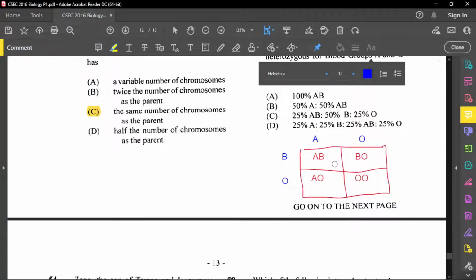If you notice here, these are the results of the possible blood types of the offspring. AB is a different group by itself. So that's 25% AB. AO is the A group, 25% A. BO is the B group, 25% B. O is the O group, 25% O. And so option D is our correct answer: 25% for all the groups, A, B, AB, and O. All right.